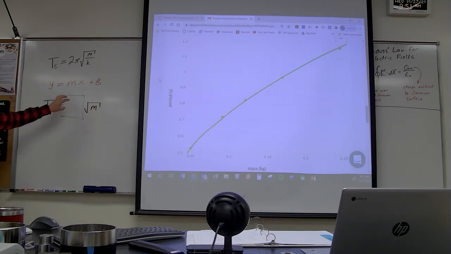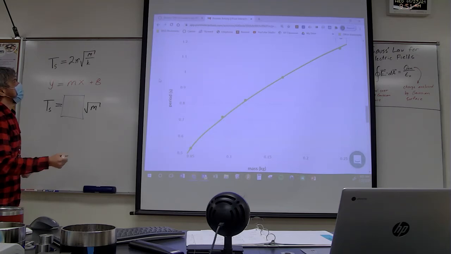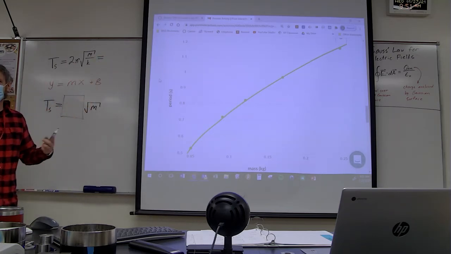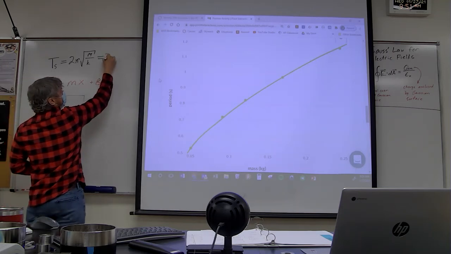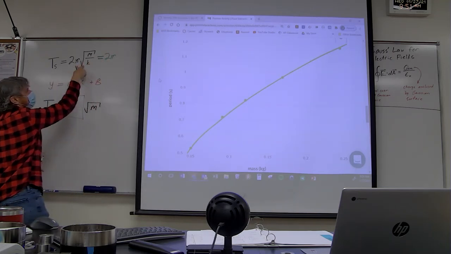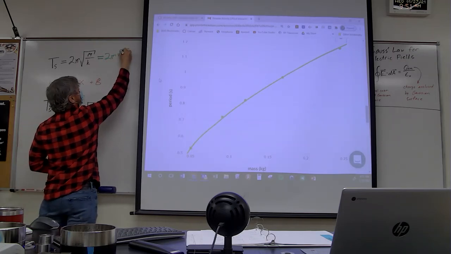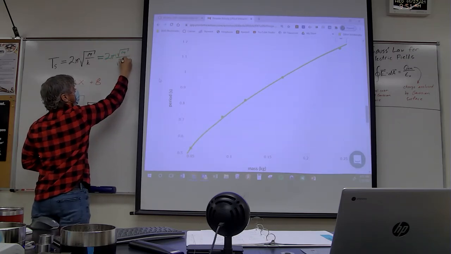Okay. And then I just need to figure out what goes here, and what goes in there better be a constant, right? Even if it's multiple things combined together, better be constant. 2 pi over the square root of k. That's exactly right. How did Kyle get that? Well, he rewrote this using the properties of radicals, which you should all know at this point. 2 pi times the square root of m over k can be rewritten as 2 pi times the square root of m over the square root of k.